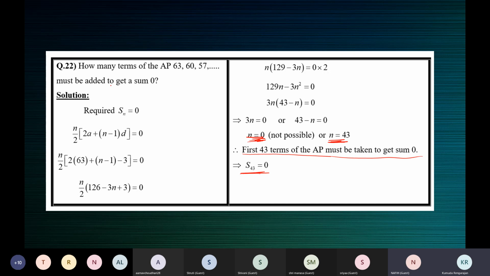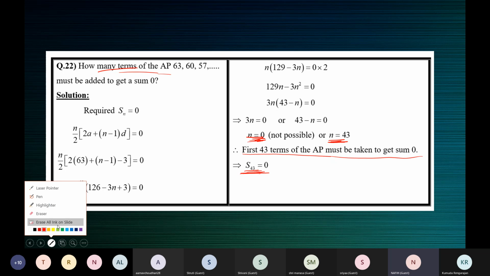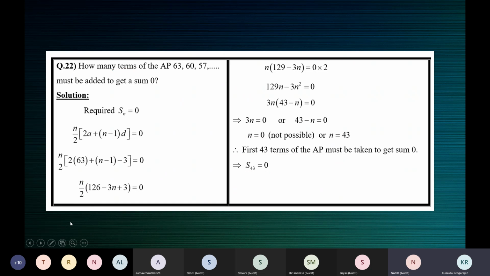How many terms of the AP should be taken so that the sum is 0? So we must take up the first 43 terms. The sum of the first 43 terms is 0, which means S43 is 0. So here also we got two values for n, but we drop one value because it is 0. So we have only one answer. N is 43, because we cannot go with 0.